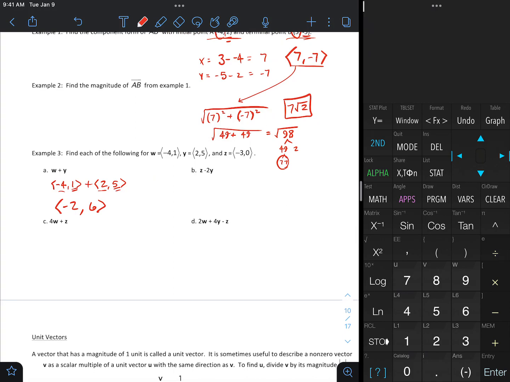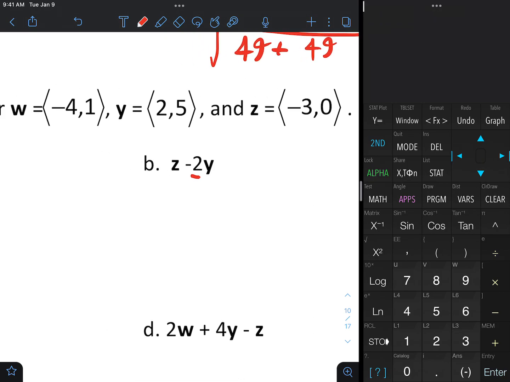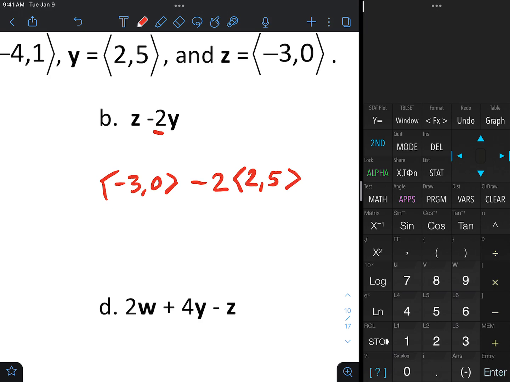You can also subtract them. Coming up here with b, it looks like you got subtraction, and you're going to scale the y vector by 2. So I would write it like this here. Here's your z. It's negative 3, 0. Then I'm going to go minus and then 2, and I'll put that outside of the y vector, which was 2 and 5. And then I would almost treat this like a distributive property. I know they're not parentheses, so it's not quite the same, but essentially it is. That'll be negative 4 and then negative 10.